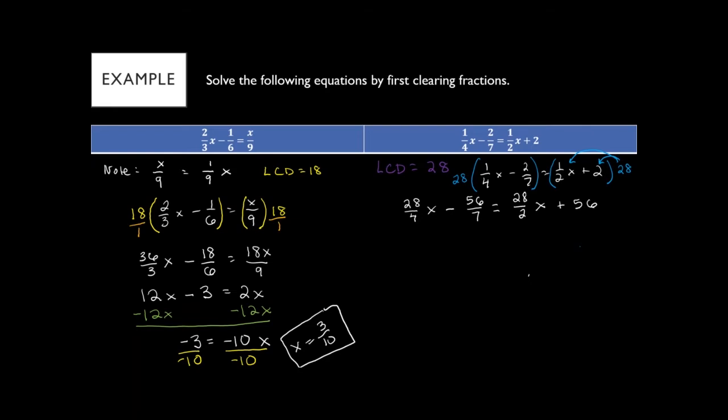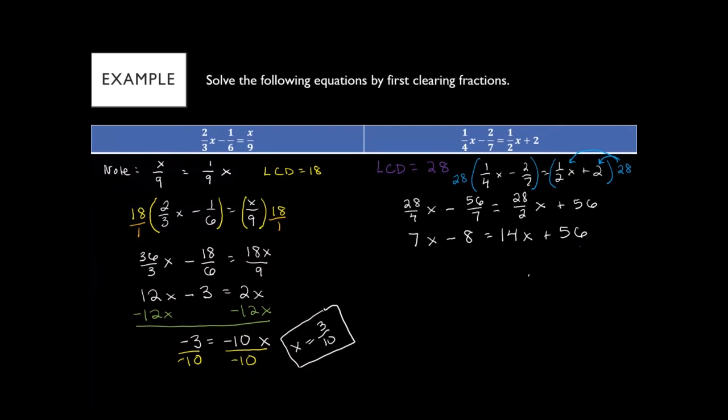So now that I've distributed, I'm going to reduce by doing all the division. 28 divided by 4 is 7. So we get 7x minus 56 divided by 7 is 8. 28 divided by 2 is 14. So I get 14x plus 56. So now we have our equation without any fractions, and then we can solve.